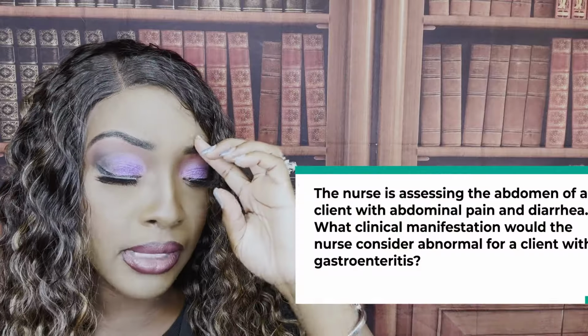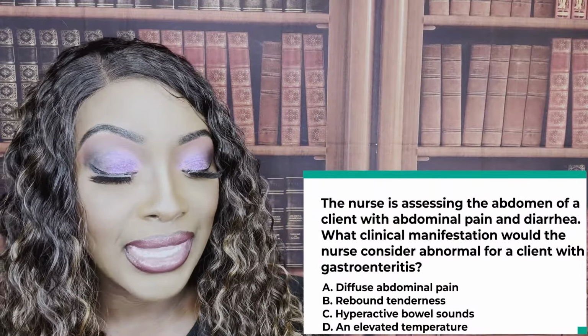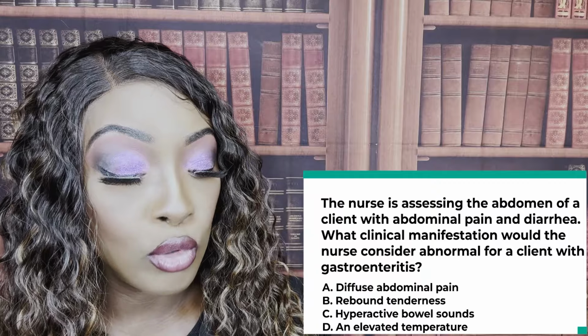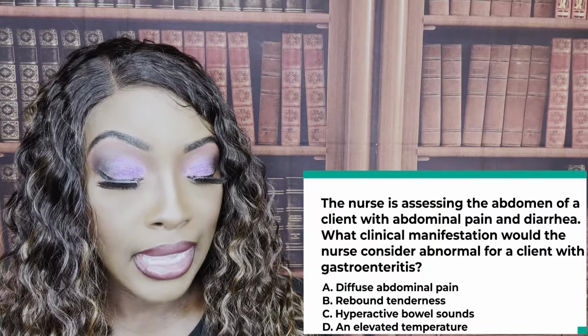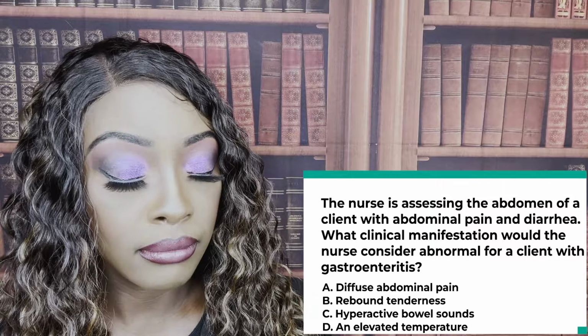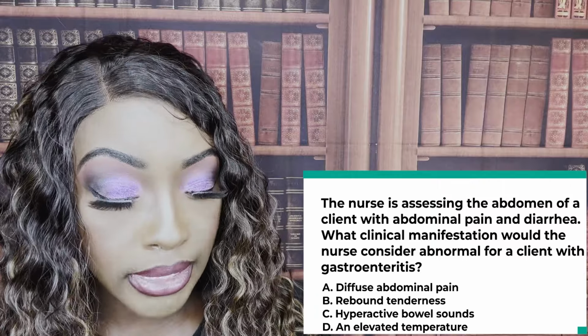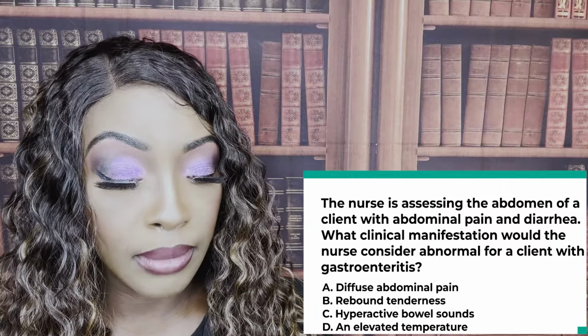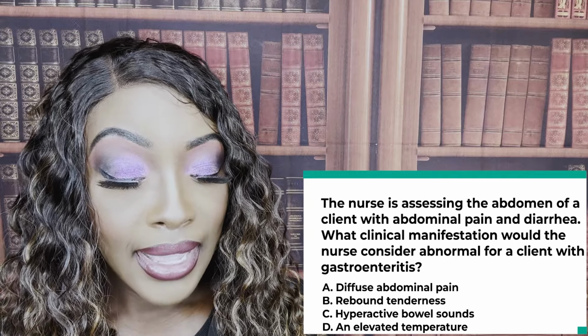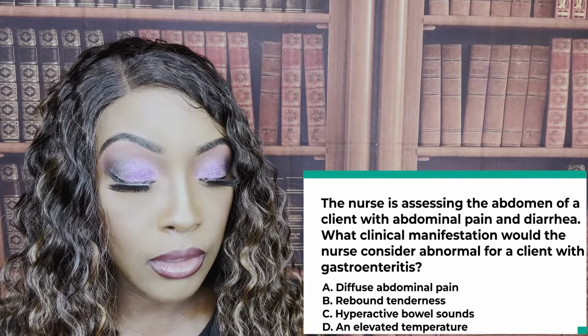The nurse is assessing the abdomen of a client with abdominal pain and diarrhea. What clinical manifestation would the nurse consider abnormal for a client with gastroenteritis? A, diffuse abdominal pain. B, rebound tenderness. C, hyperactive bowel sounds. Or D, elevated temperature. And guys, the correct answer is B, rebound tenderness.